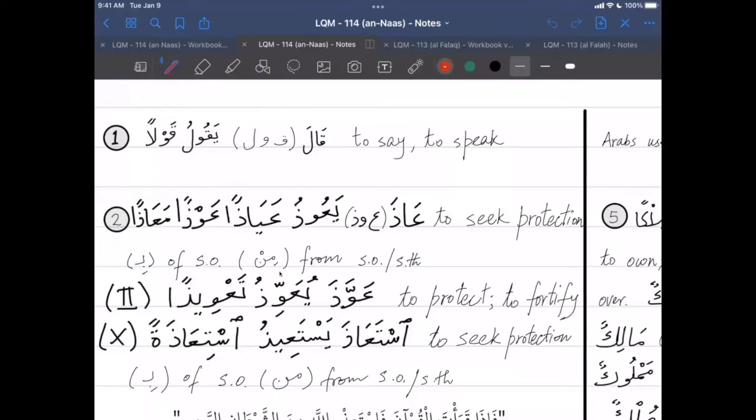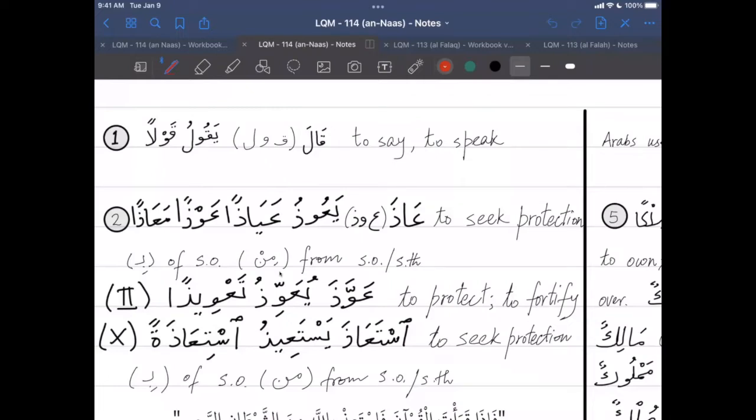Okay. Again, another ajwaf verb. It's an ajwaf wawi. There is a waw for the ayn kalima, which is a weak letter. The meaning is to seek protection, and then it will be followed by a harfajar b.